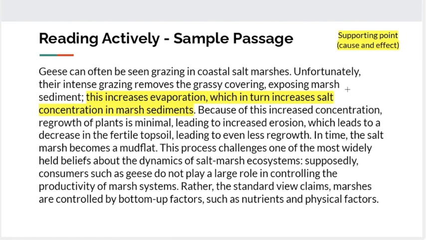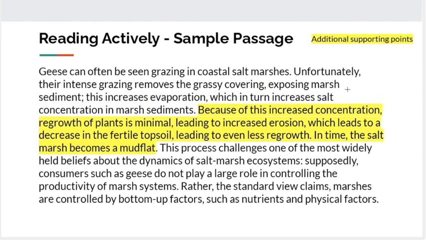Okay, because of this increased concentration, regrowth of plants is minimal, leading to increased erosion, which leads to a decrease in the fertile topsoil, leading to even less regrowth. So we have more supporting details or supporting points here, continuing this chain of cause and effect from the previous sentence. This process challenges one of the most widely held beliefs about the dynamics of salt marsh ecosystems. And so here we see some of these important signal words. It challenges widely held beliefs. So you see a word like that, and that's a good sign that you are getting close to the main idea, or that you're on your way to identifying the purpose of the passage.